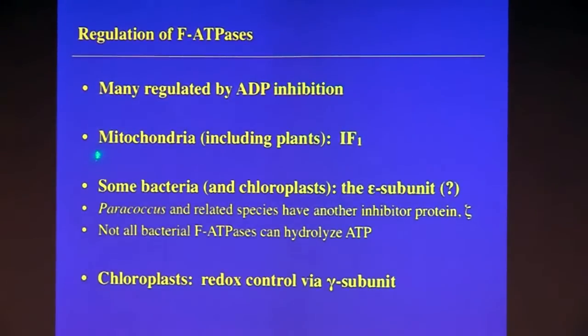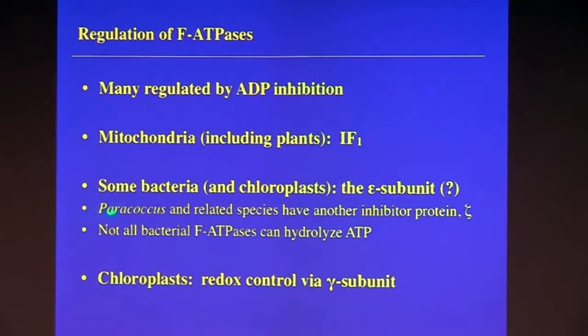The mitochondria have an additional mechanism for preventing the enzyme from hydrolyzing ATP when proton motive force has been dissipated, for example, during ischemia. And they bind a regulatory protein called IF1, inhibitor of F1 ATPase. This protein is not found in bacteria or in chloroplasts. And there it's been suggested that one of the proteins that forms part of the rotor assumes the role of the inhibitor protein. So this is the epsilon subunit, and I'll show you that.